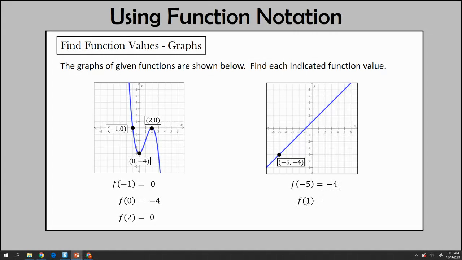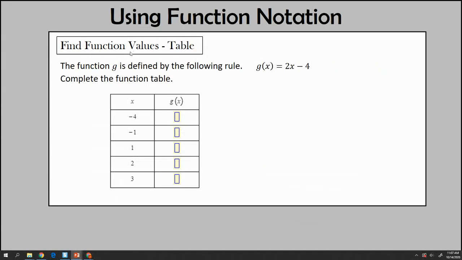How about f of 1? Well, go to 1 on the x-axis, go till you hit the graph, and you're here. So f of 1 is going to be 2. How about the function value at 3? So go to 3 on the x-axis, go up till you hit the line. It's right here. That ordered pair is 3, 4. So an input of 3 has an output of 4. So we can actually find function values looking at graphs by looking at the ordered pair of the x value given. Pretty straightforward.